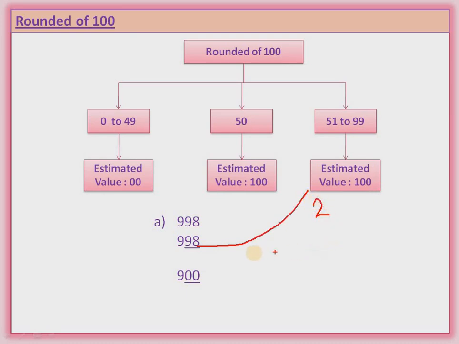Okay, so tell me, what is the estimated value? The estimated value is 100. So we will add 100. Okay, you can see. Understood? So 900 plus 100, the answer is 1000. Okay, now we will move on to the next question regarding rounding off to 100.